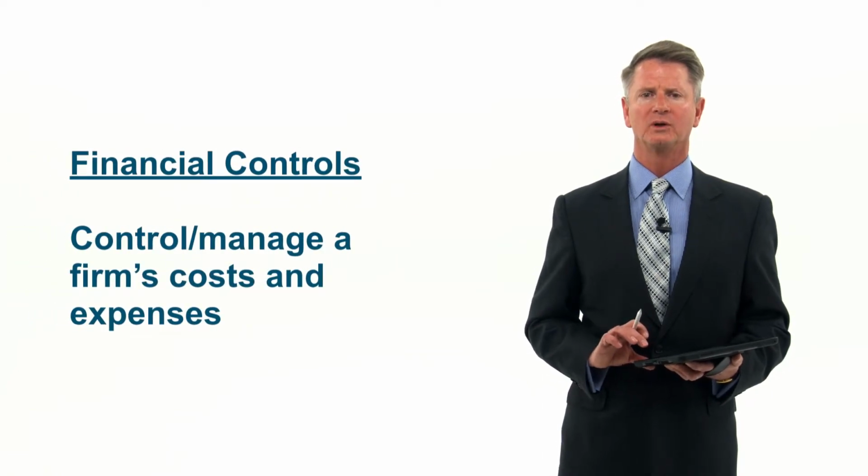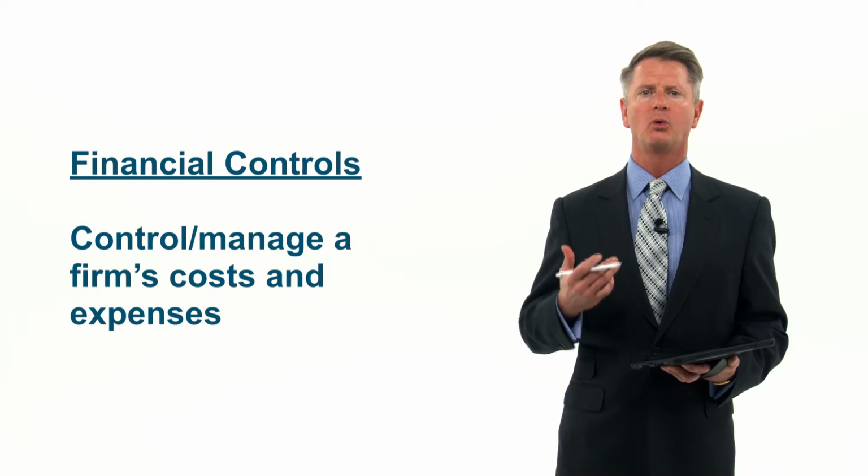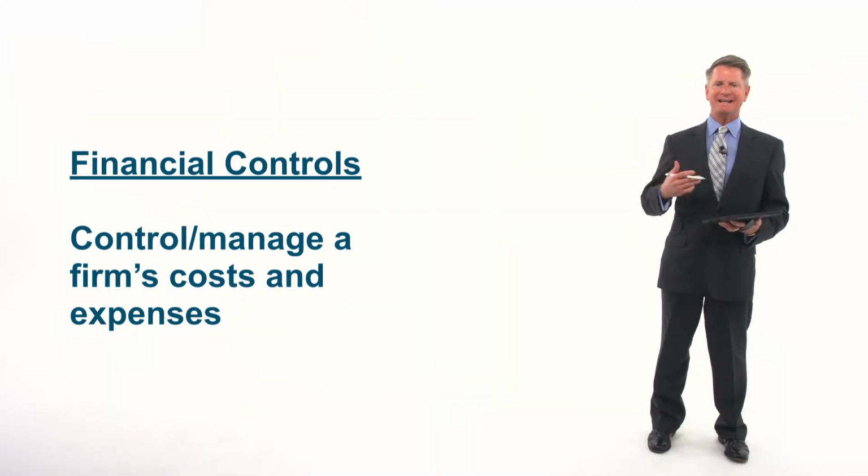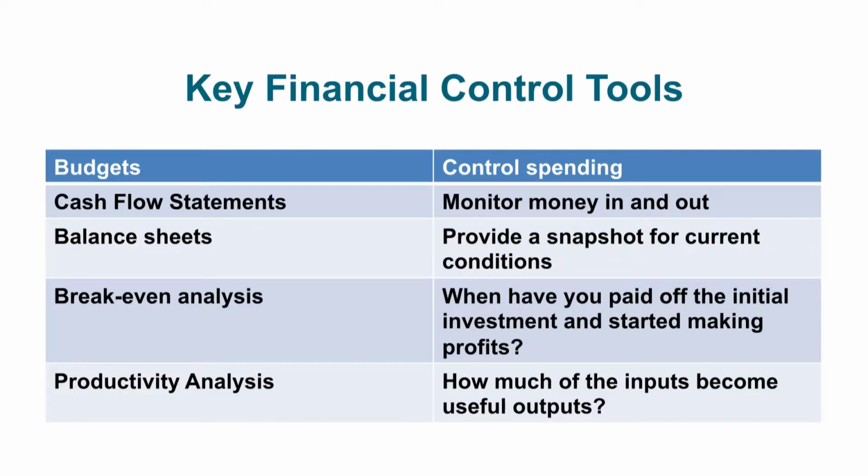So a financial control is any mechanism you use to control, to manage your money. Money in, money out, what you're spending, what you're earning. If it has to do with dollars, it is probably a financial control tool. And here are some of the most common financial control tools. We've already talked about budgets and how they allow you to compare your planned spending to your actual spending. Cash flow statements, those monitor the money in and out of an organization, profits and losses, what you spend and what you earn. A balance sheet is a quick snapshot that shows you the financial situation of your business at a single point in time.